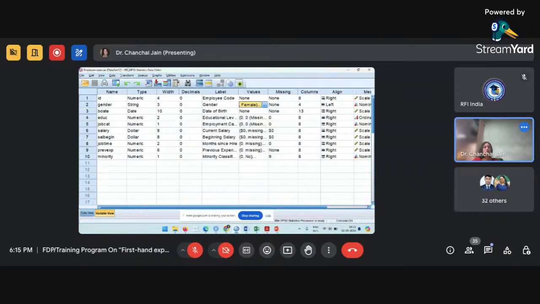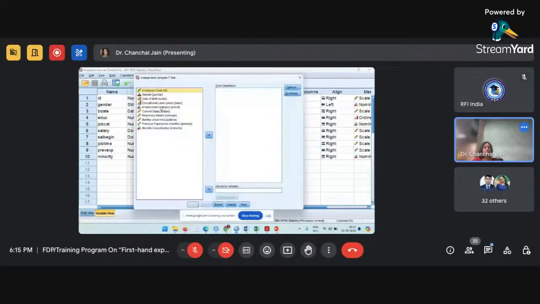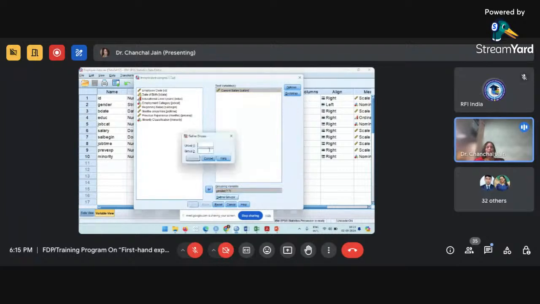Close this. So again, I'm going to Analyze, Compare Means, selecting the Independent Samples T Test, shifting the current salary into the test variable box, shifting the gender into the grouping variable box, and clicking on define groups. So here I'm defining F as group 1 and M as group 2.